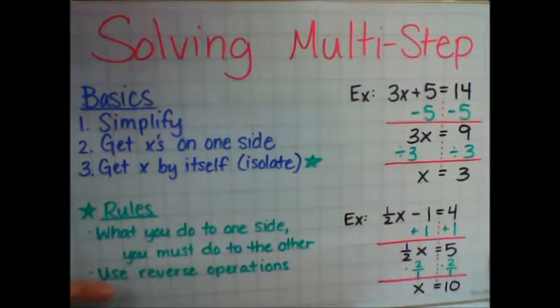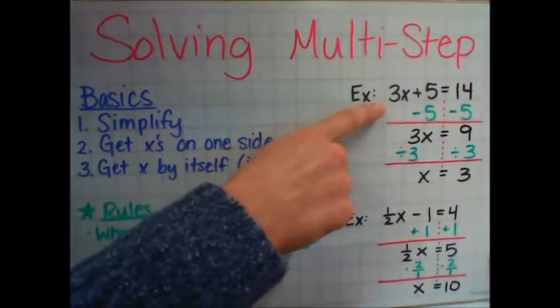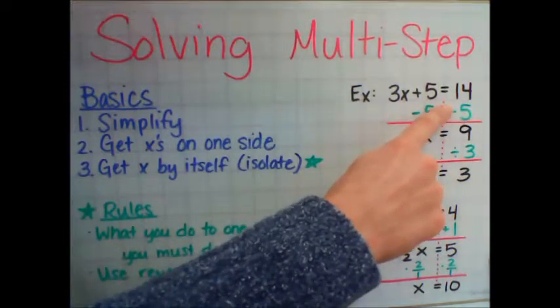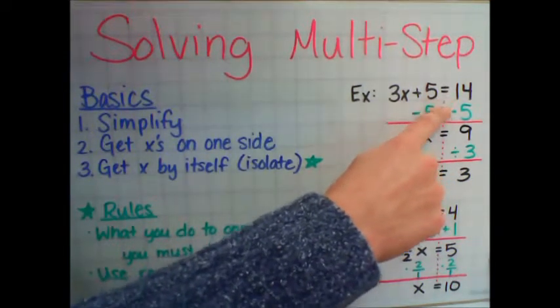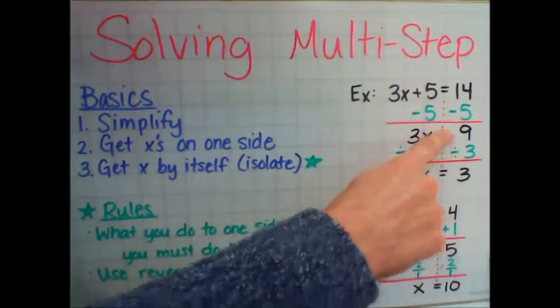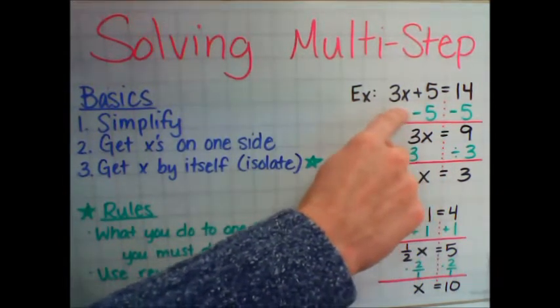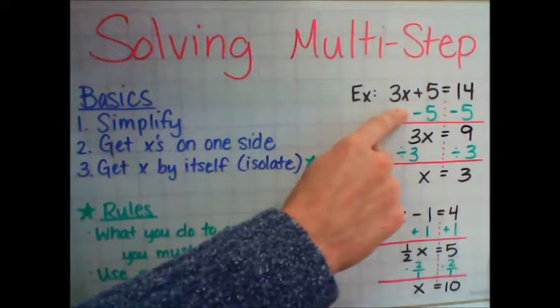Let's look at our first example. 3x plus 5 equals 14. I want you to think of this equal sign as a wall. And the only way that we can get numbers back and forth between the wall is by using operations. Add, subtract, multiply, divide.